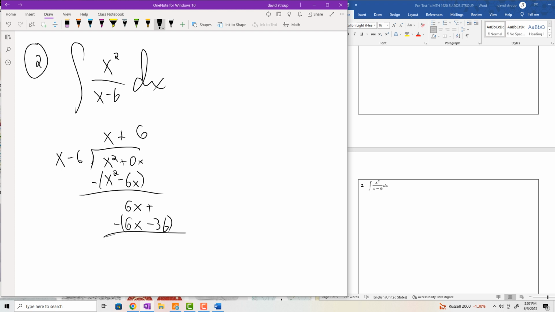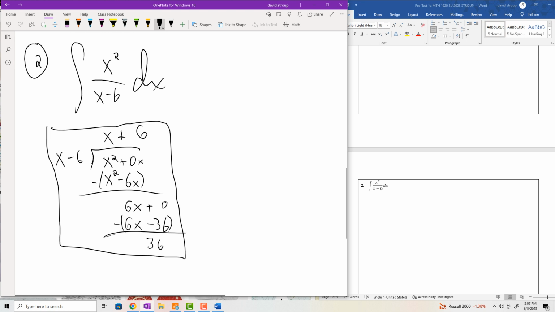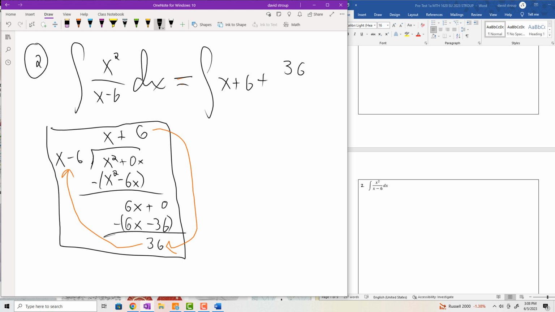So I'll have 6x and then minus 36 when I do my distribution. Again, subtract. 6x minus 6x is 0. 0 minus minus 36 is positive 36. And that will allow us to rewrite our integrand. So when you do your rewrite, it'll be x plus 6 plus 36 all over x minus 6. So it's this clockwise rotation in order to do your rewrite. Again, it's x plus 6 plus the fraction 36 all over x minus 6. Okay, that will be all that jazz inside your integral.